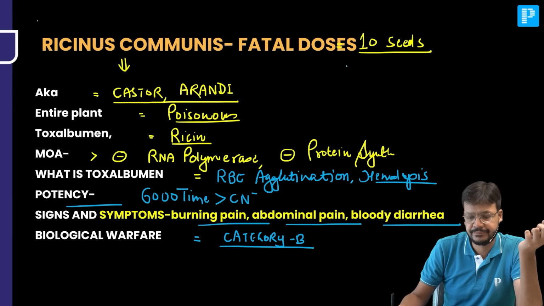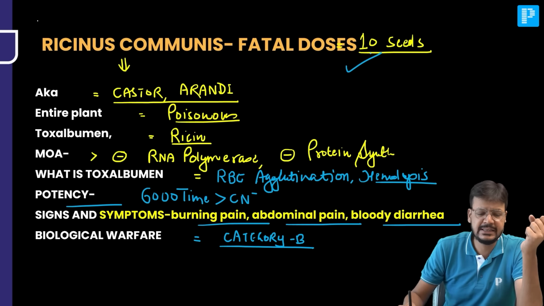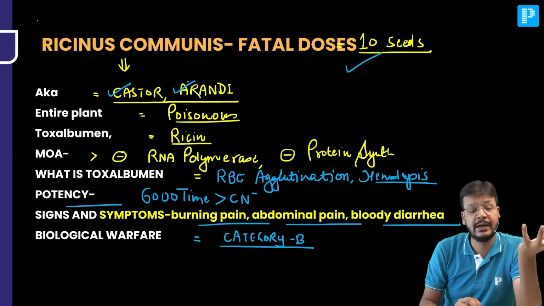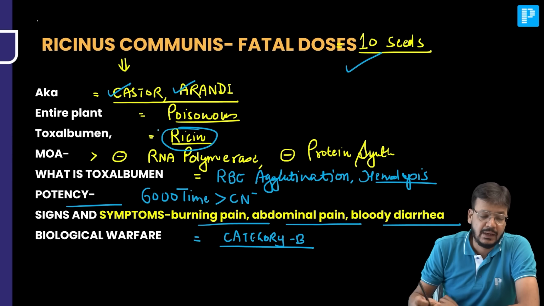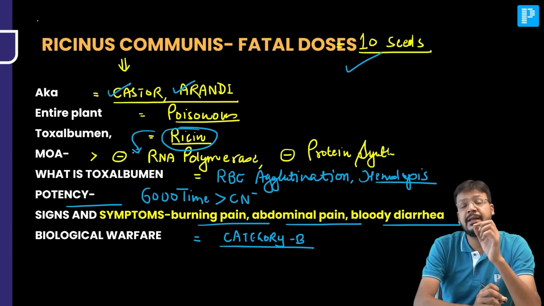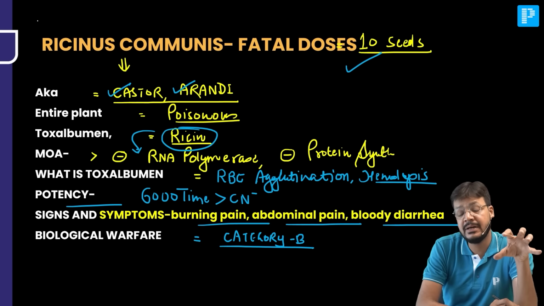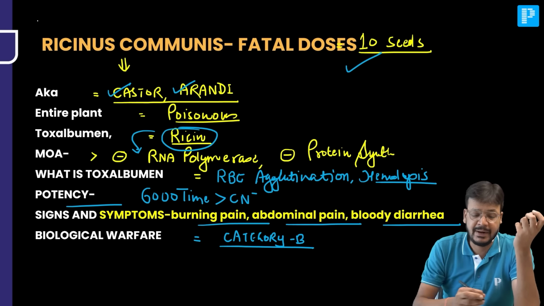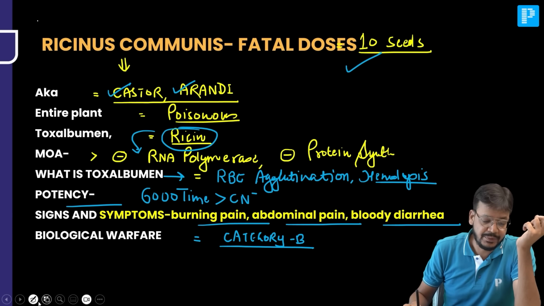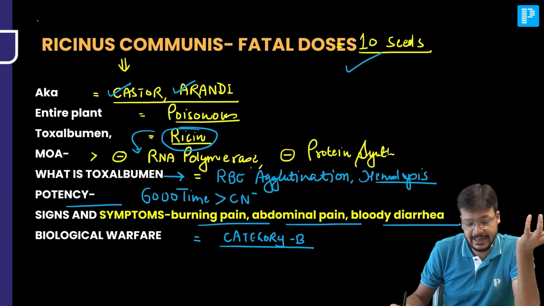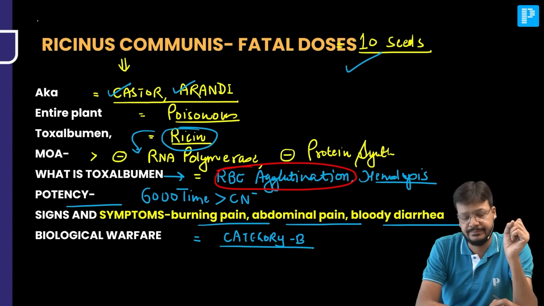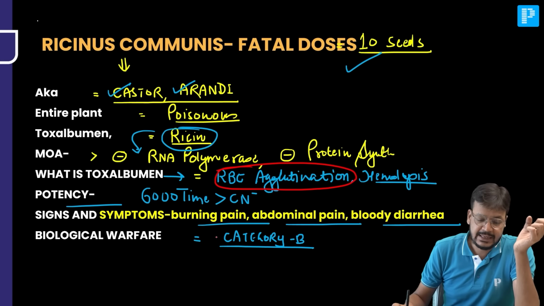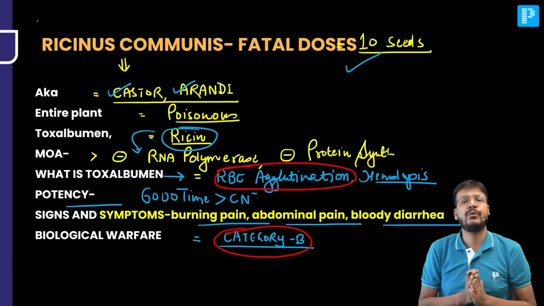So you can see the fatal dose is 10 seeds. It is a castor plant or R&D. As I told you, the toxalbumin is ricin, my dear friend. Its mechanism is it inhibits RNA polymerase. And my dear friend, any toxalbumin present in the organic irritant plant causes RBC agglutination. Very, very important. And it is a category B biological warfare agent.